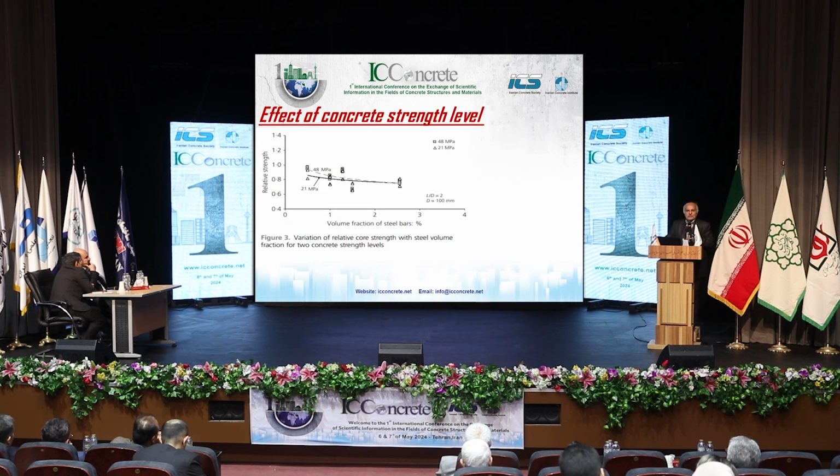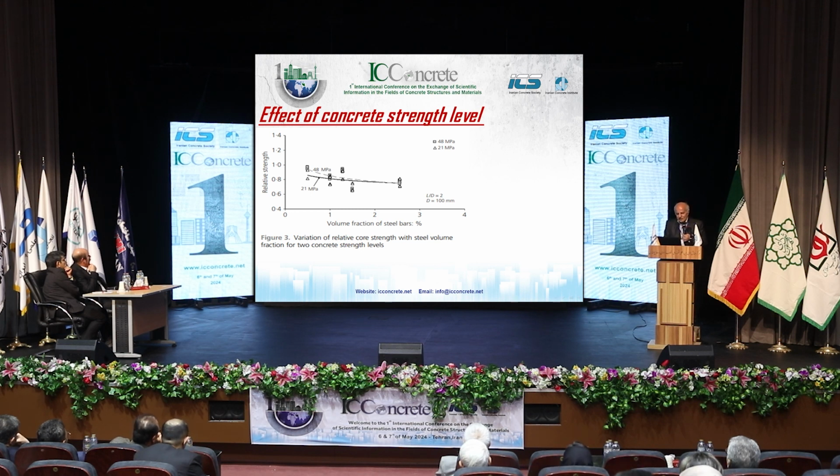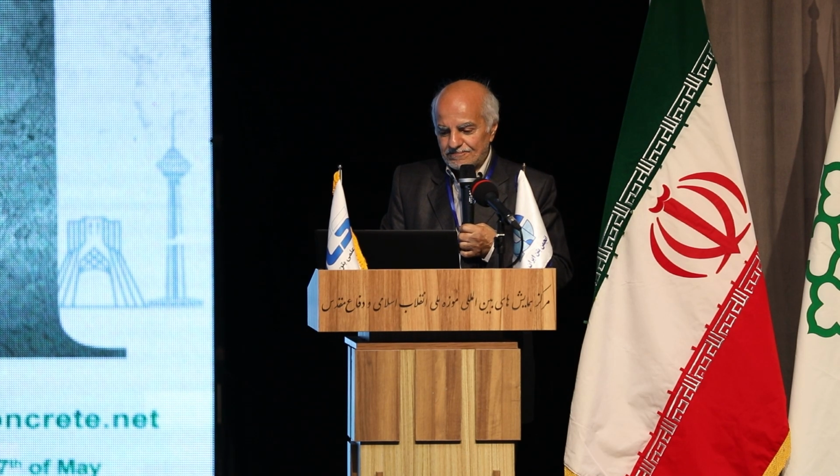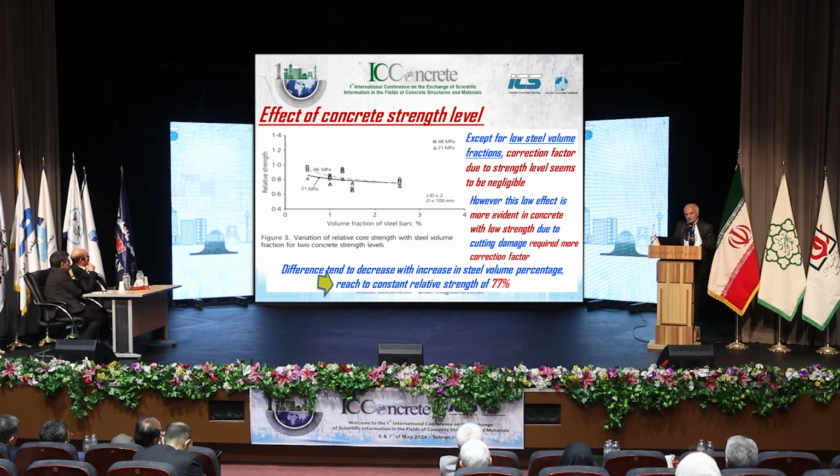Now let's look at the next parameter, concrete strength level. We consider two strength levels, 21 and 48 megapascal. The variation of the relative strength will be given with volume fraction, as I said, for two different strength levels. Here, the L over D ratio was taken as 2, and the diameter of the core was considered to be 100 millimeters. As you can see, the effect of the strength level on the relative strength is not very significant. It seems to be negligible.